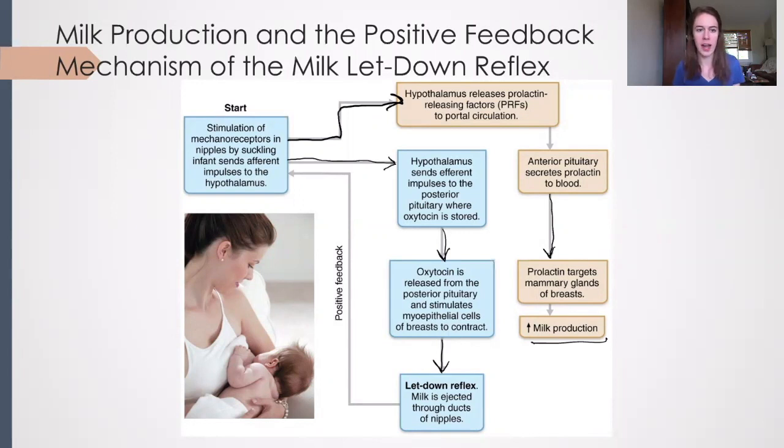Positive feedback is going to happen just due to oxytocin, but you have both of these increasing as mom is breastfeeding throughout the first however long she wants to. Once you stop breastfeeding, these things will naturally start to decline on their own because you no longer have these mechanoreceptors being stimulated.